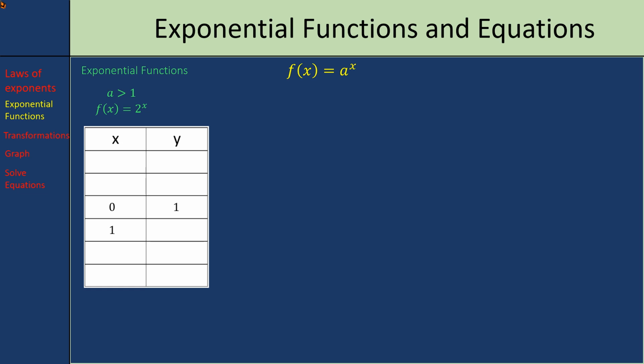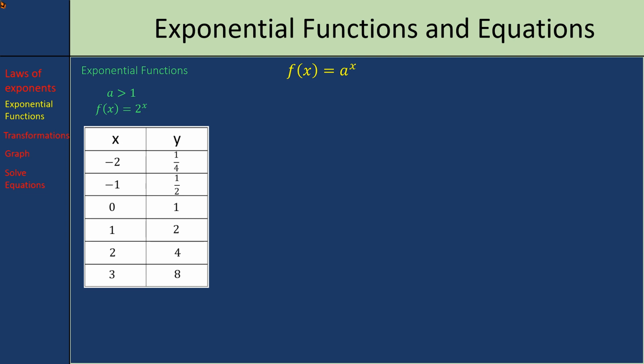Okay, and then we go up. 2 raised to the 1 is 2. 2 raised to the 2 is 4. 2 raised to the 3 is 8, and so on. And then we go to the negatives. 2 raised to the negative 1. When you have a negative exponent, that means you're basically dividing, right? So I have 1 divided by 2, it's 1 half. And then negative 2 means 1 divided by 2 times 2, which is 1/4.